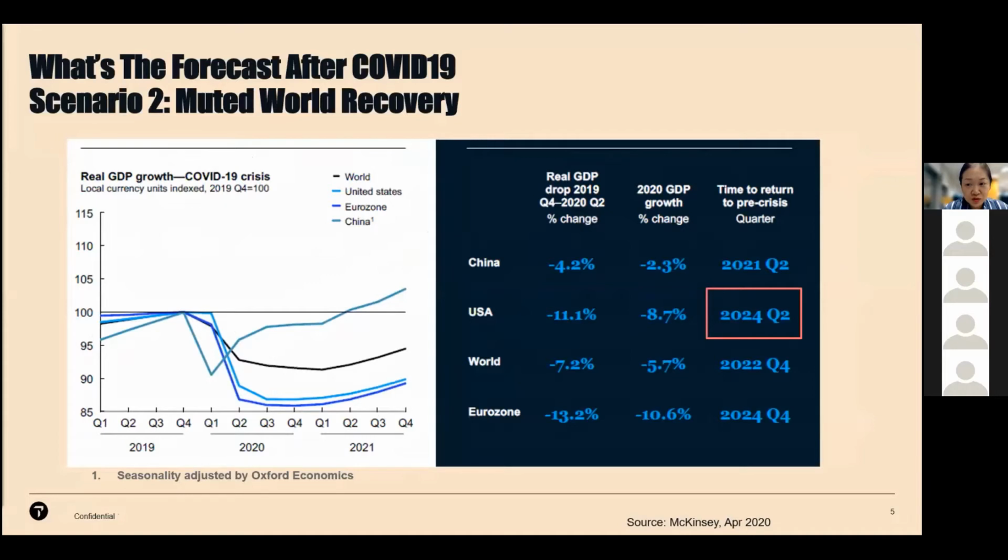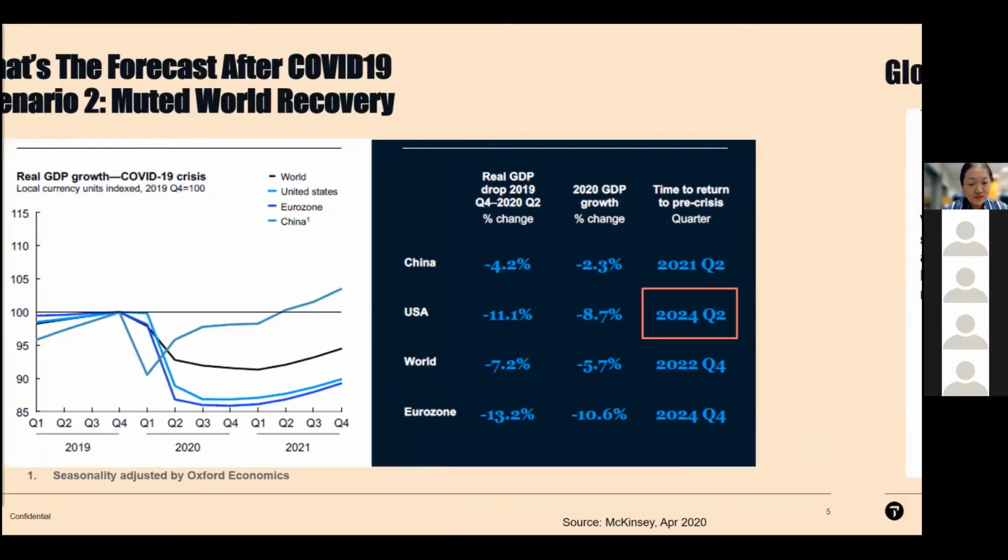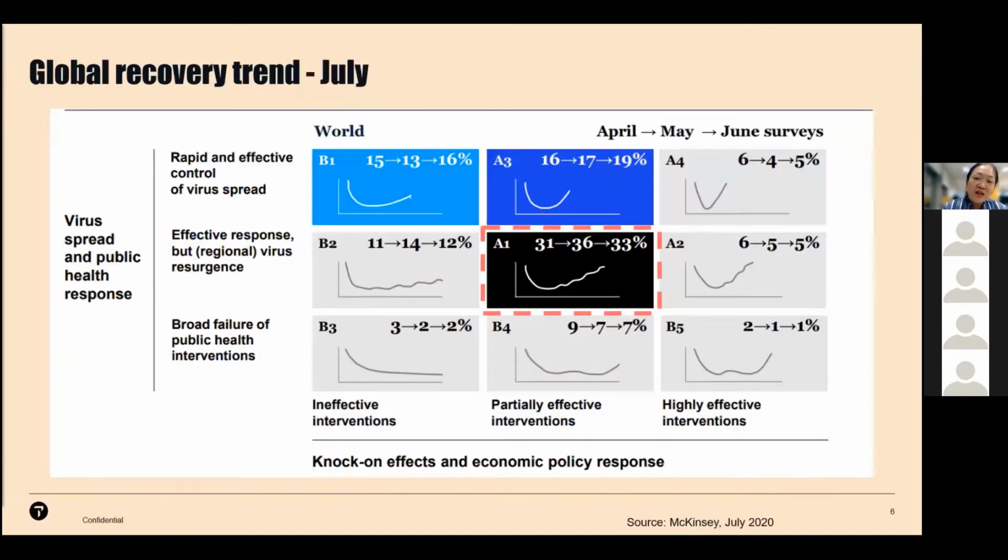The worst scenario was assuming the muted world recovery. The virus was not properly controlled, vaccination was not timely implemented, and also political complications. So for USA, it's expected 2024 Q2 to return to pre-crisis time. And of course, this will be the worst scenario. All of us will wish to see better control of COVID, faster vaccination, better collaboration between governments, and thus faster recovery. Surprisingly, in July 2020, most of the interviewees agreed the recovery will be long and with multiple ups and downs, and even now it's still the same.